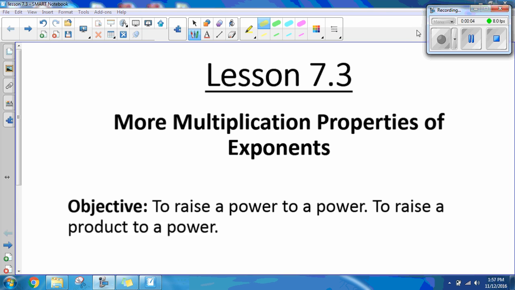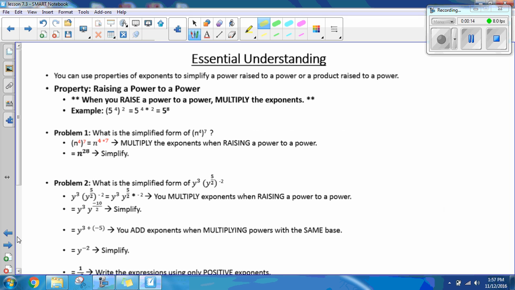This is lesson 7.3, more multiplication properties of exponents. Your objective is to raise a power to a power and to raise a product to a power. You can use properties of exponents to simplify a power raised to a power or a product raised to a power. To raise a power to a power.